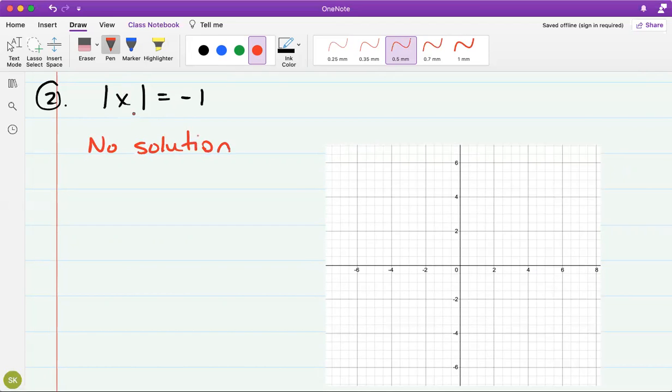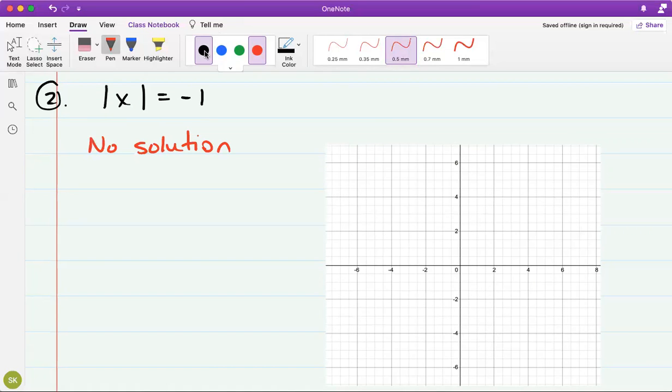Because if I plug 1 in here, I'm going to get +1. And if I plug -1 in here, I'm going to get +1. There's no way I can get a negative, because remember, the absolute value always returns a positive number. So this is going to have no solution. So whenever you have absolute value is equal to a negative, then there's no solution.